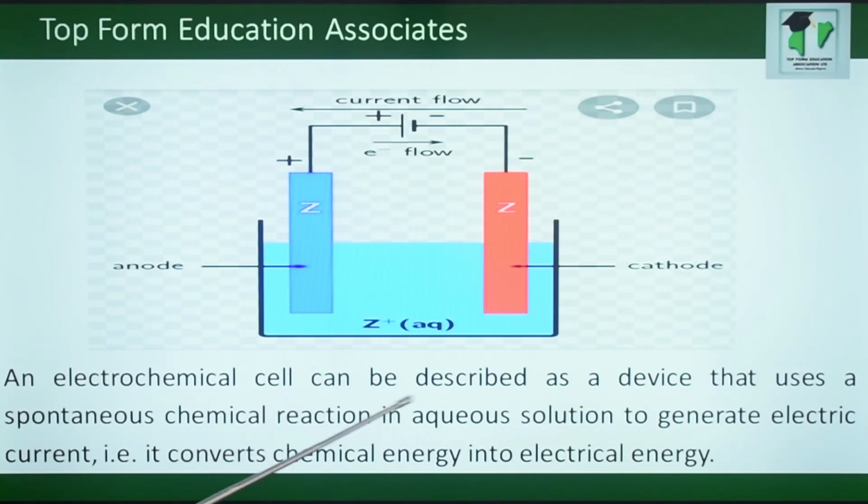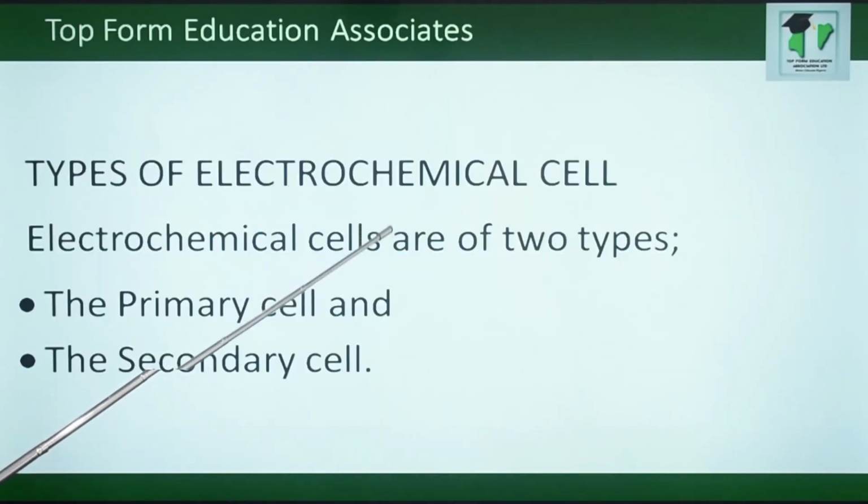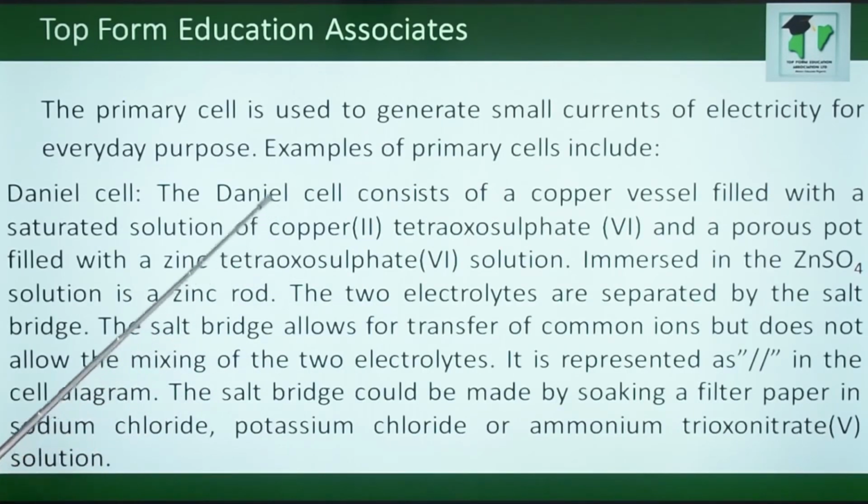An electrochemical cell can be described as a device that uses a spontaneous chemical reaction in an aqueous solution to generate electric current. That is, it converts chemical energy into electrical energy. Once a chemical reaction occurs, that is oxidation and reduction reaction, we will have current flow. We have two types of electrochemical cell, the primary cell and the secondary cell. The primary cell is used to generate small currents of electricity for everyday purposes.